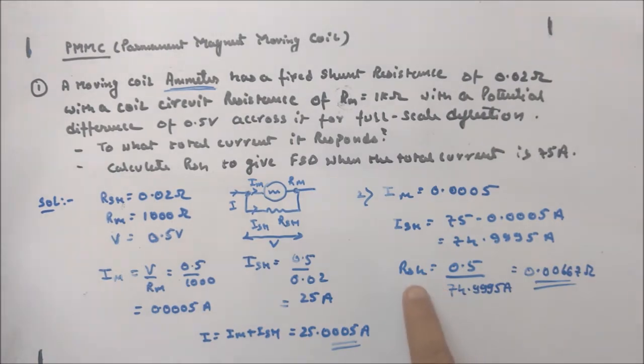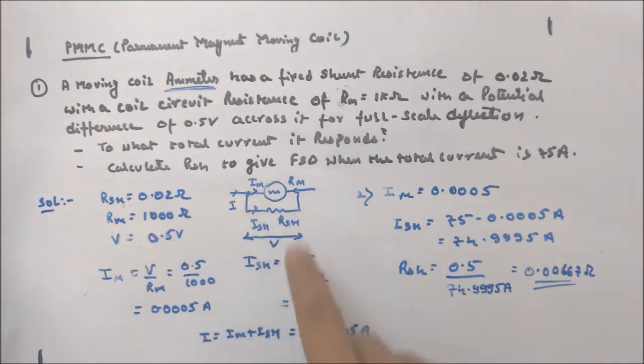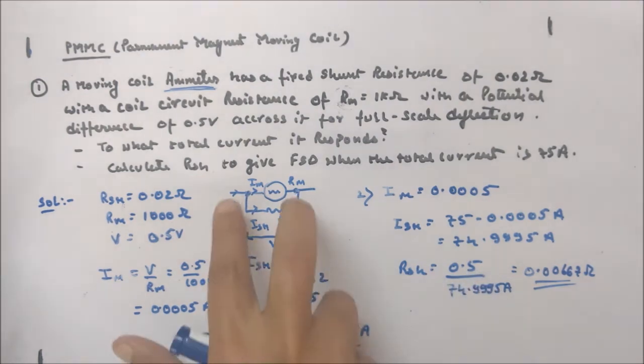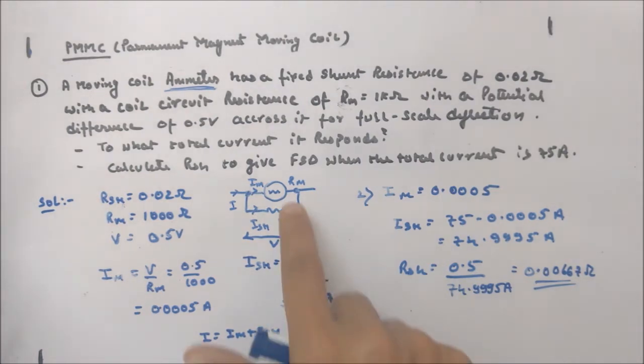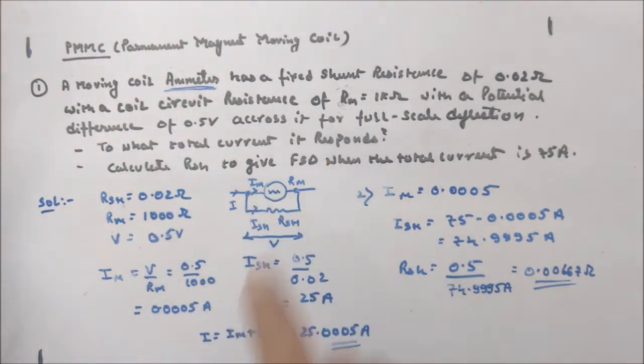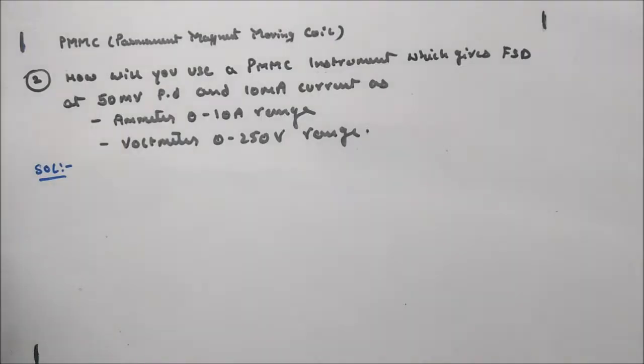Okay, now RSH, since you have the current in this branch, you can calculate the resistance: the voltage across this, 0.5, divided by the current, 74.9995. So the answer will be 0.00667 ohm. That is RSH for the second case. For the first case, 25.0005 ampere will be the answer. Okay, so let's look at the next question.